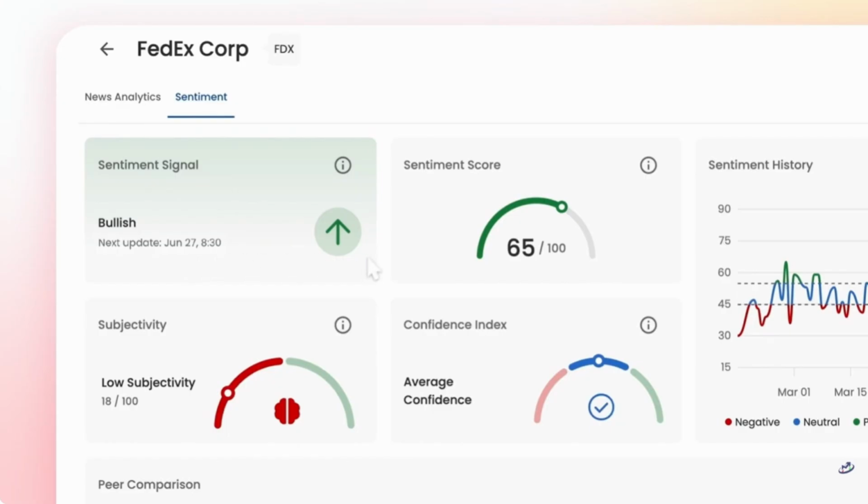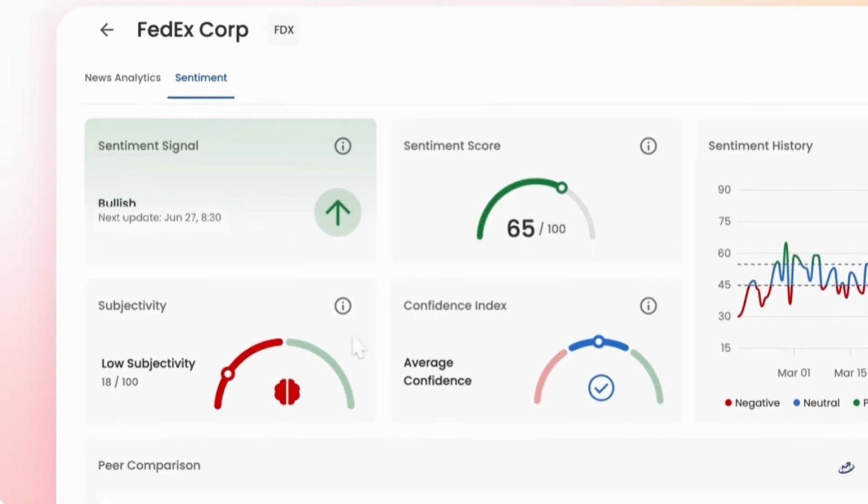Next is the sentiment score. This analytic indicates how the crowd feels about the instrument, ranging from very negative to very positive on a scale from 0 to 100. A sentiment score of 65 is positive, which explains the bullish sentiment signal.